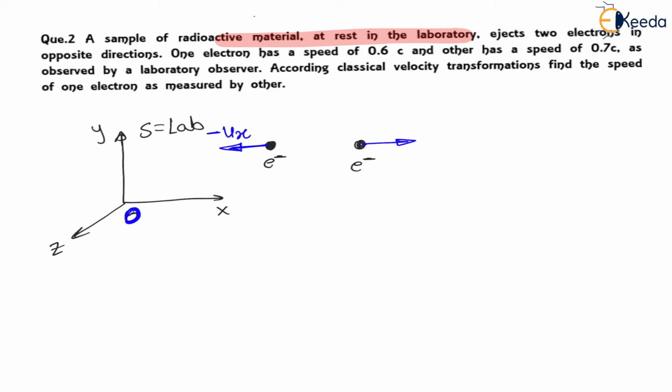We can say minus ux because it is moving in the left side, and this velocity, let us say v, will be positive only. Now let us understand the question.